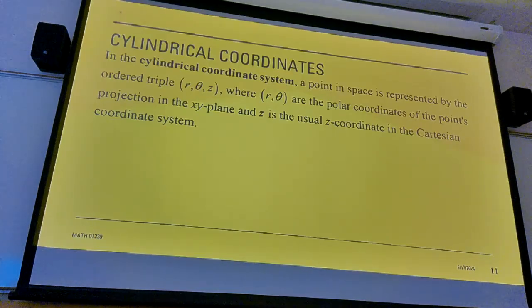And Z is just Z, it's the height. It's the height the point is off of the XY plane. That's shown here.